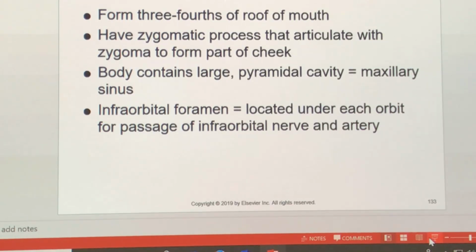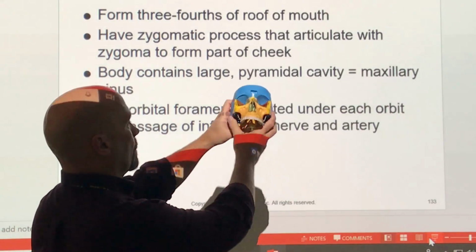They have a zygomatic process that articulates with the zygoma to form part of the cheekbone. The body contains the maxillary sinuses, which are pyramidical in shape with a point to the bottom. So we've got a lot of different names for the maxillary sinus. It's the antra of Highmore, the maxillary sinuses, obviously. There's another one I'll think about here in a bit. So the infraorbital foramen, infraorbital being below the orbit, the foramen being a hole, and that's just a nutrient foramen for the nerve and artery to pass through. That's that hole right at the bottom of the orbit, right there.